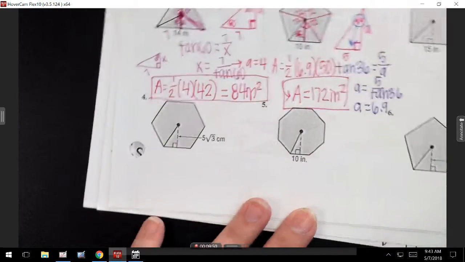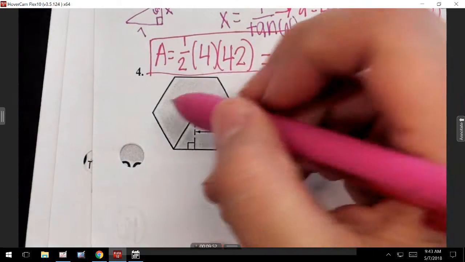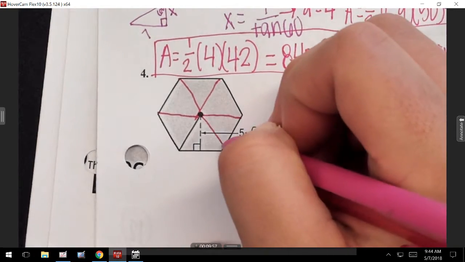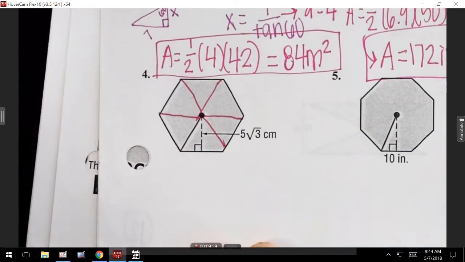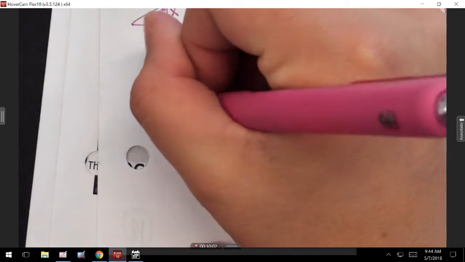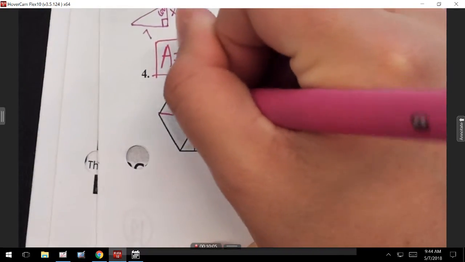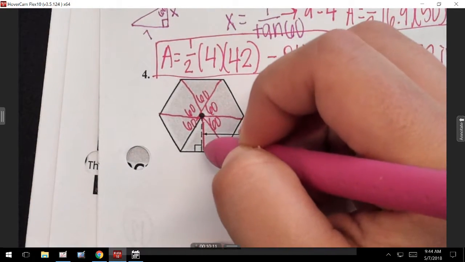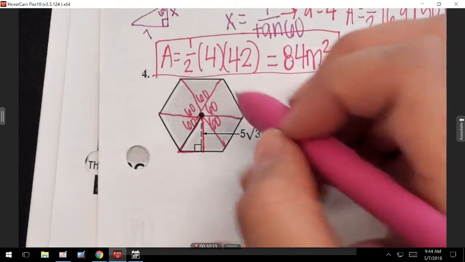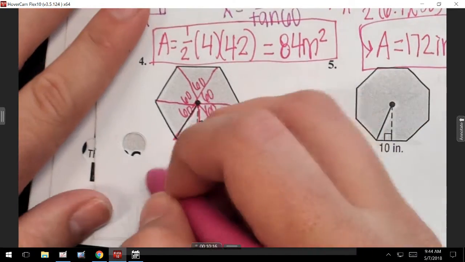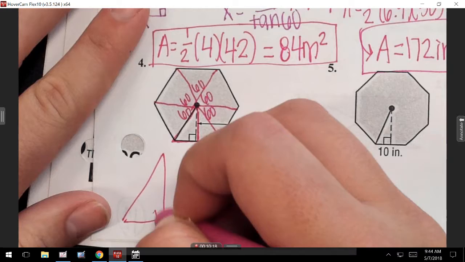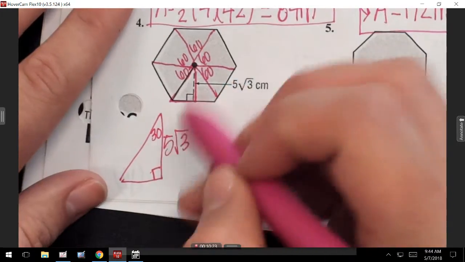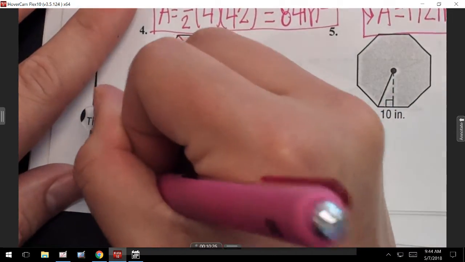So let me walk you through just a tiny step of 4. How many sides are in 4? 6. Okay, so divide it into 6 sections. So that means 360 divided by 6 is 60. So each one of these are 60. Which means you're always going to use the same portion. Like, I'm always going to use this triangle. So if both of these are 60, that means that this is 30. And I know this is 5 square root of 3. So that's 30. This is 90. So this has to be 60.